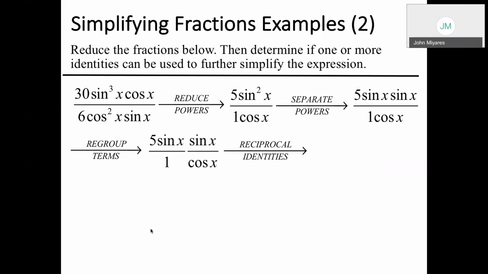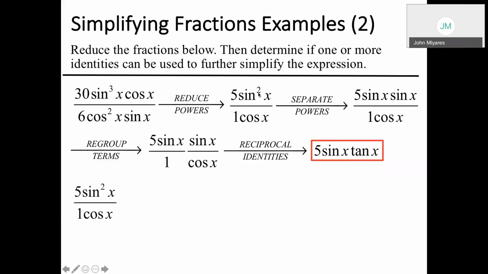Now we'll apply the reciprocal identities and reduce the second fraction to get a final answer of 5 times the sine of x times the tangent of x. Now, this isn't our only possible answer to this problem. Let's back up to where we had up here 5 times the sine squared of x over the cosine of x.